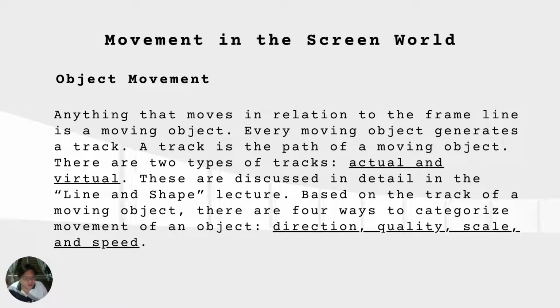Based on the track of the moving object, there are 4 ways to categorize movement of an object. So, we're talking about your subject or an object on screen that is moving. We can categorize it in 4 ways. Number 1 is direction, next is quality, then scale, and the last one is speed.